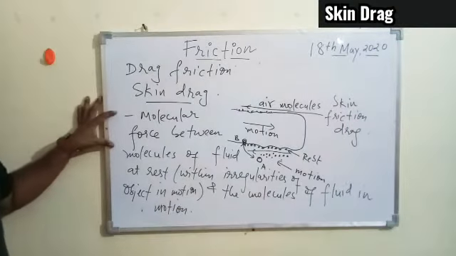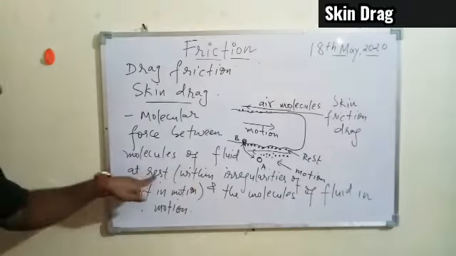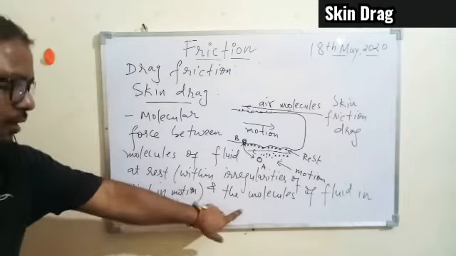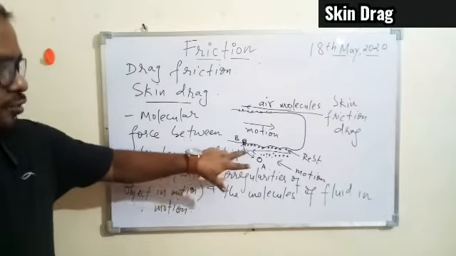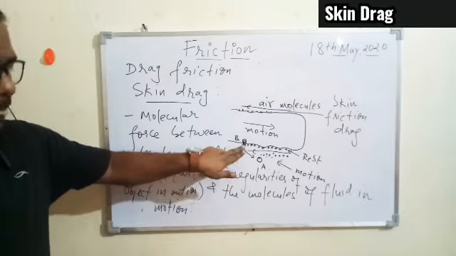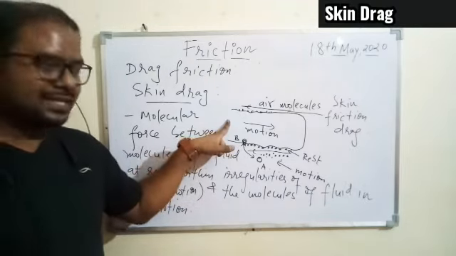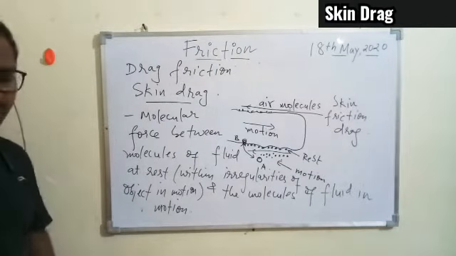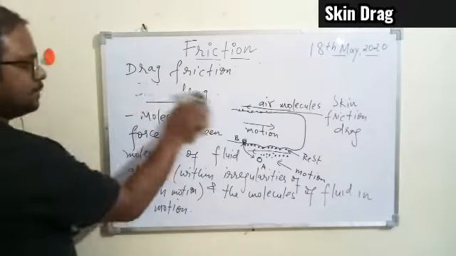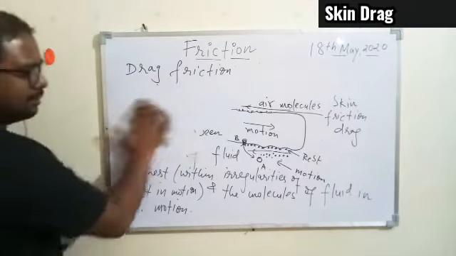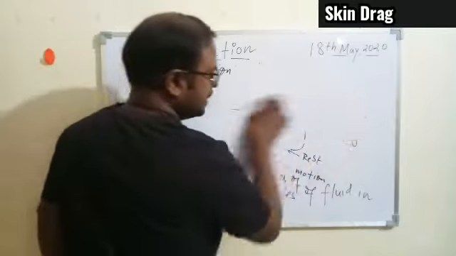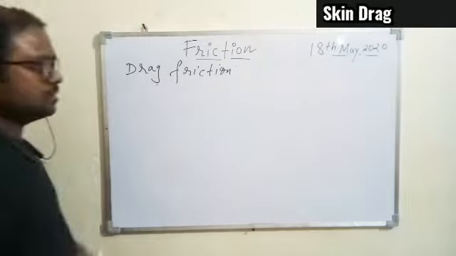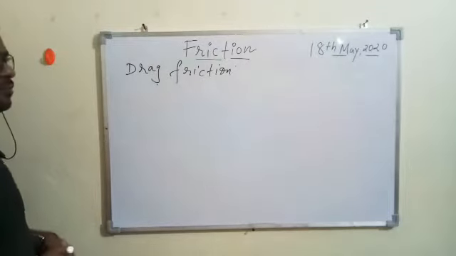Okay, so molecular force between molecules of fluid at rest, that is I am talking about B, and molecules of the fluid in motion, that is I am talking about A. So these two have molecular force that finally opposes the motion of the object, and that is called skin drag. So I hope you also understood this. So two different types of drag, I hope it is clear to everyone, but still if any doubt, just write it down, we can discuss in the live session. Because this time I cannot take the doubts from you.